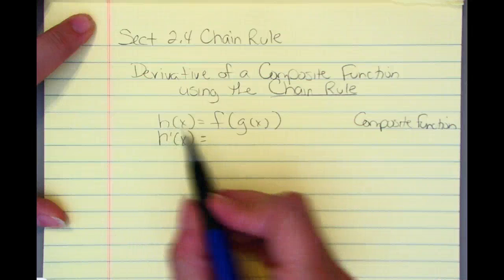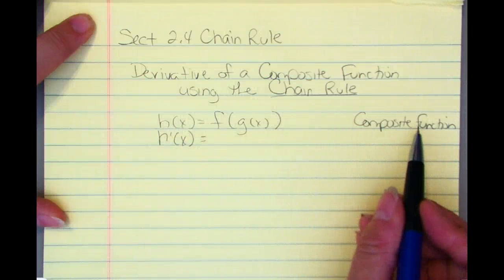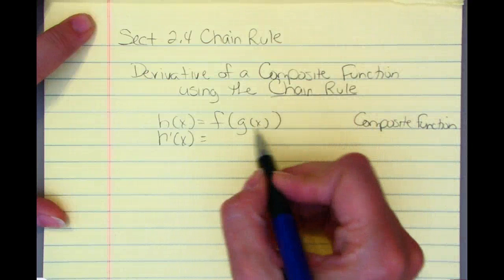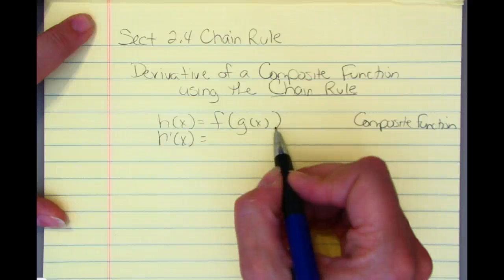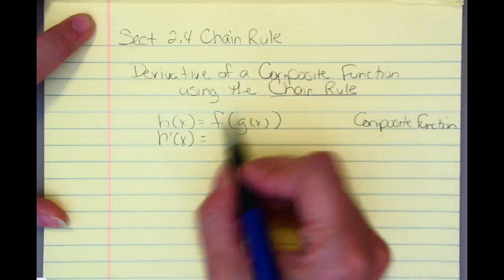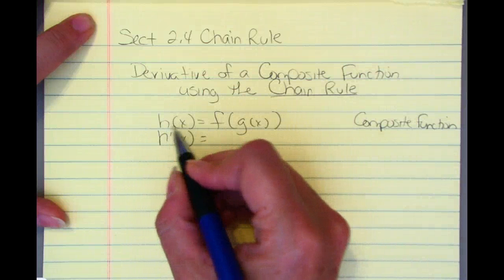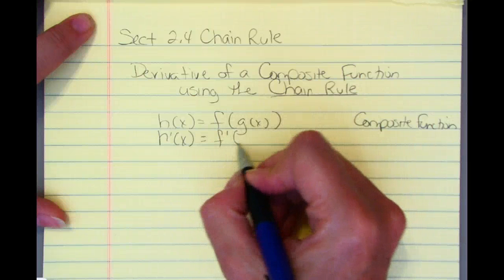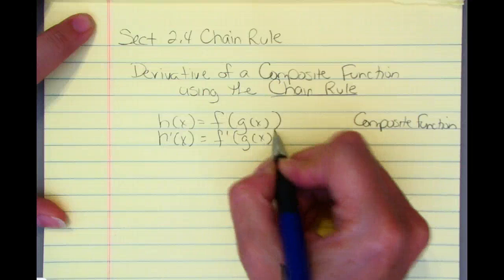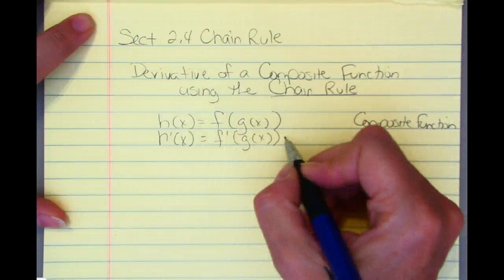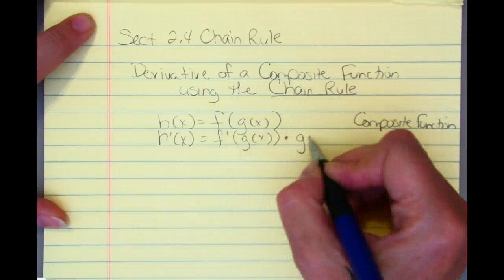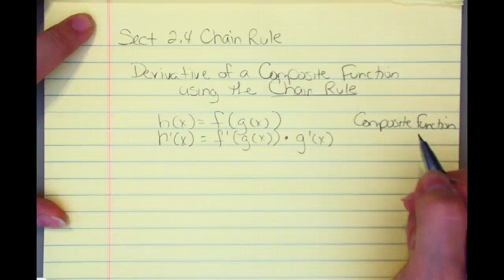So let h of x be a composite function. Again, a composite function, we learned that last year in pre-calculus, in which one function is inside of another function. To use the chain rule on this to take the derivative of h of x equals the derivative of f, or in other words, the outside function, and you just carry the inside along with you, times the derivative of the function inside.